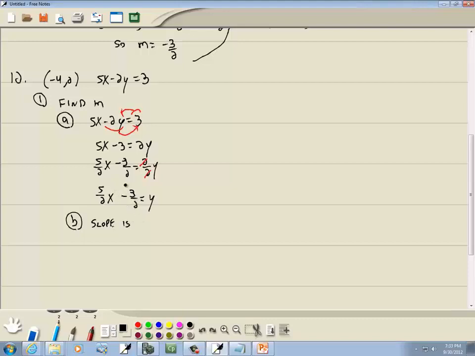Now we want to identify our slope. Again, if it's in slope-intercept form, our slope is the number next to x, which is 5/2. And perpendicular lines, I didn't write it down, but this is perpendicular to that. Perpendicular lines have slopes that are negative reciprocals. So we start with our slope from b, write it in fraction form. It's already in fraction form. Flip it, that's the reciprocal part. 5/2 becomes 2/5, and then change its sign. So we get -2/5. So m is equal to -2/5.